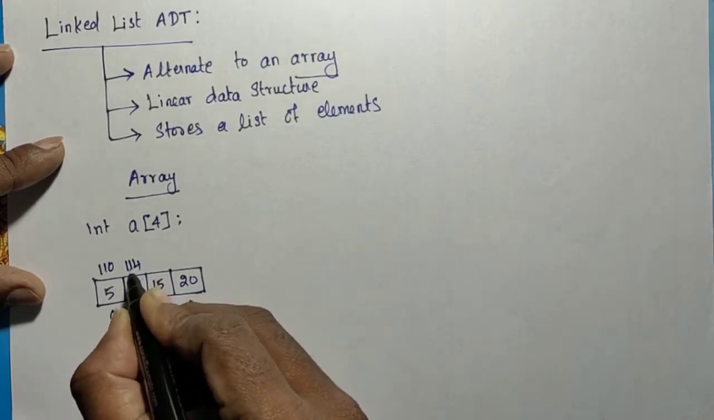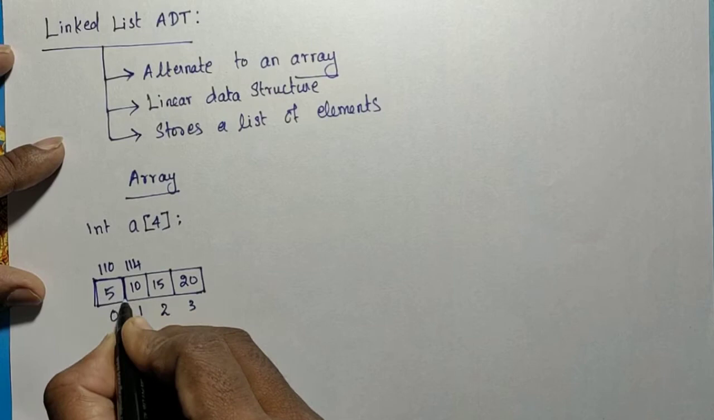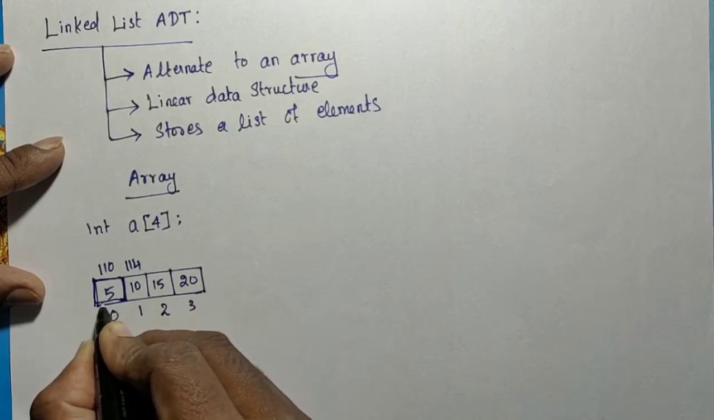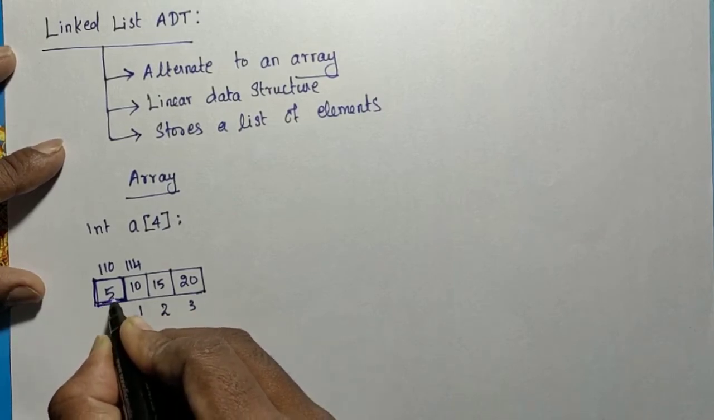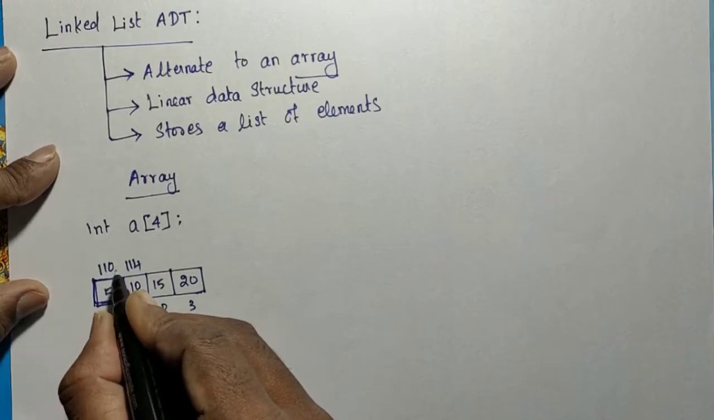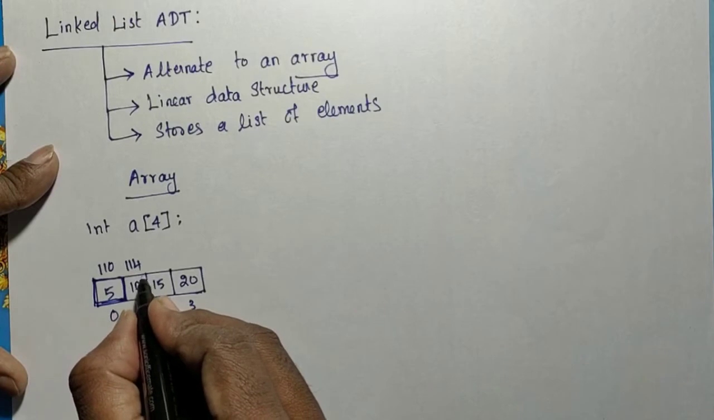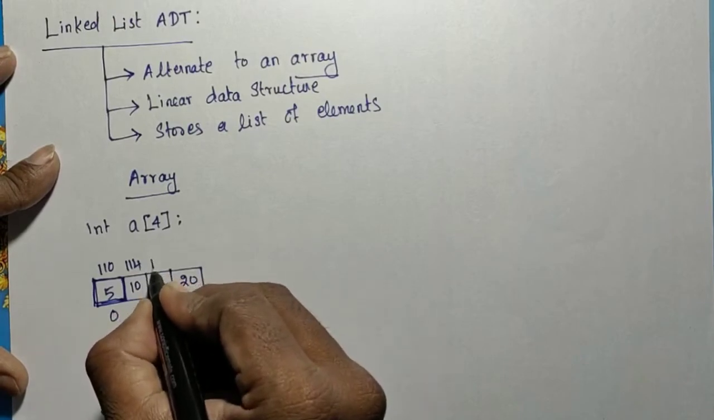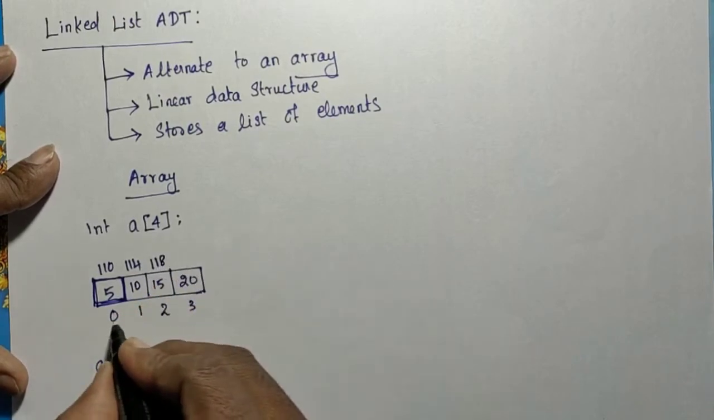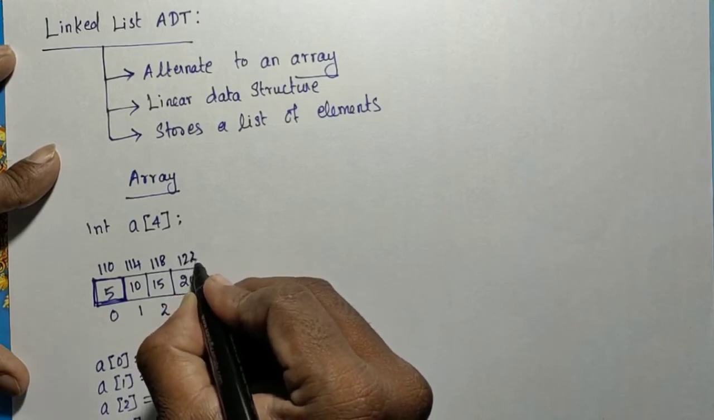114. 114 means it depends on the size of the first box. The size of the first box means it is an integer, and an integer will take 4 bytes. So the next one will be 114. The next 4 bytes will be used for the next number. So the next address will be 118 and then 122.